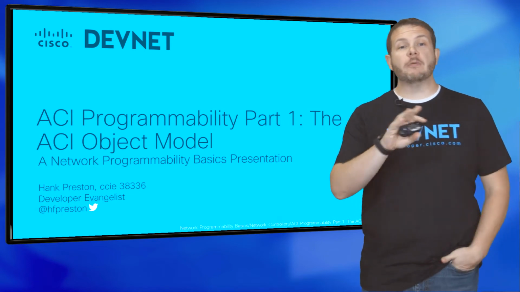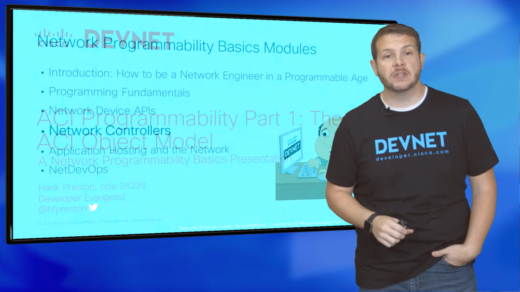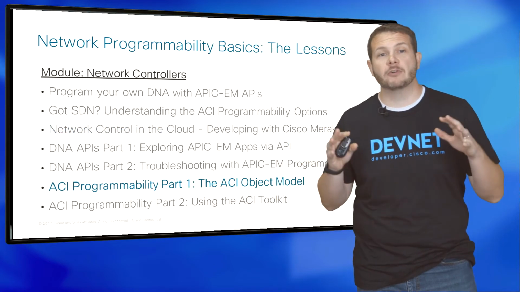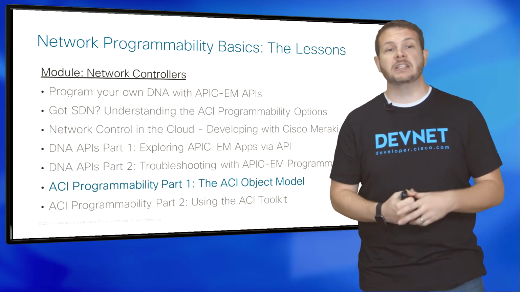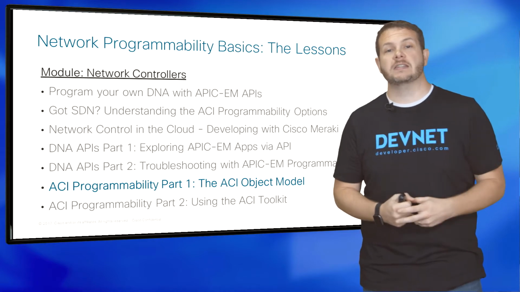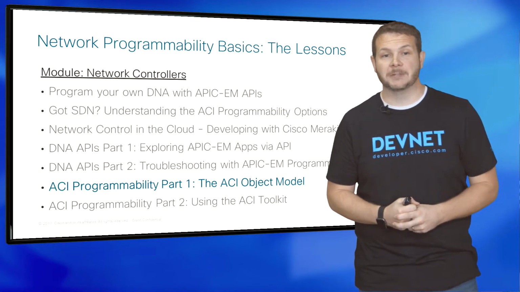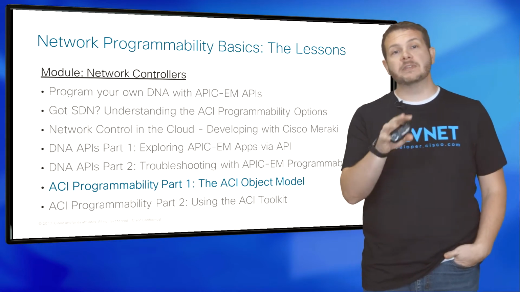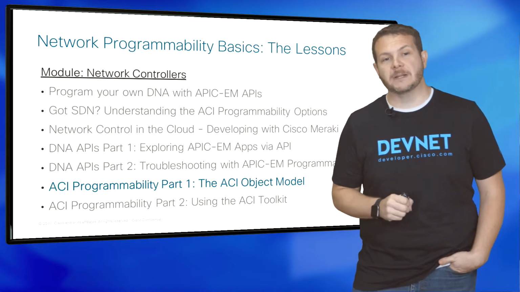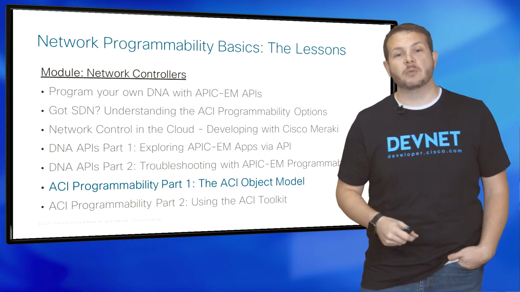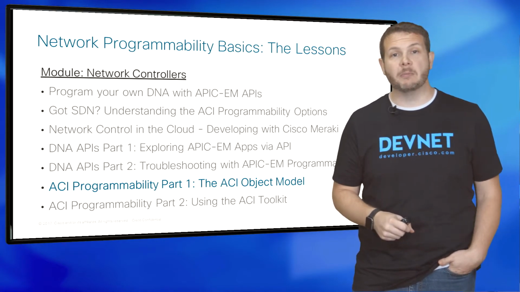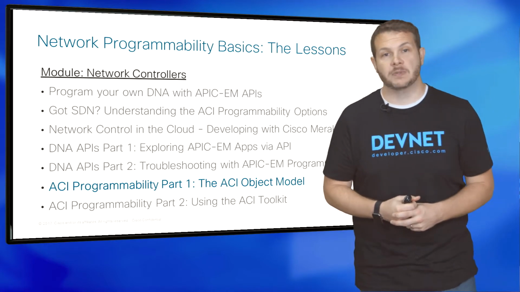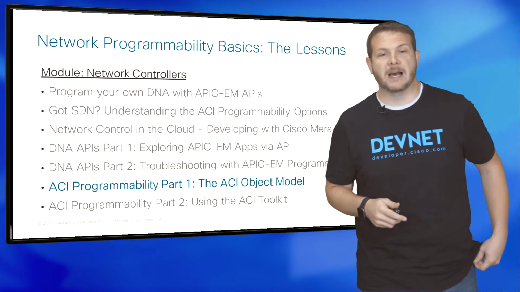Now, this is a part of our Network Programmability Basics video course, and we are in the Network Controllers module. We've already covered quite a bit in this module, including an introduction to using ACI programmability in GoSDN. In this lesson, we're going to dive deeper into the object model and how it builds the foundation for the REST API for ACI. In the following lesson, we're going to look at the ACI toolkit a little bit more, which is a mechanism for quickly getting started building Python scripts for network automation using ACI.